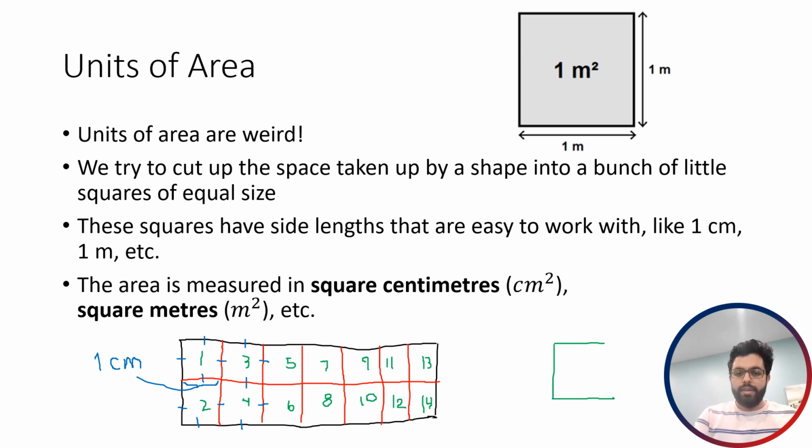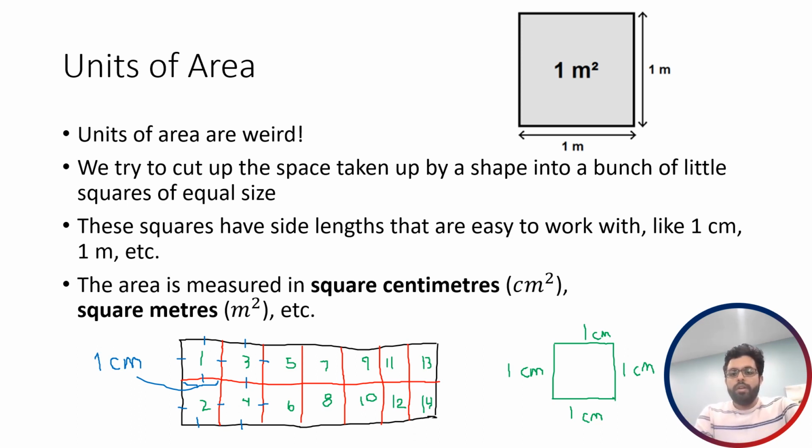So that means that this top side is 1 centimeter, this right side is 1 centimeter, this bottom side is 1 centimeter, and the left side is 1 centimeter, right? We don't really care too much about the side lengths here, but here's what I want to explain.